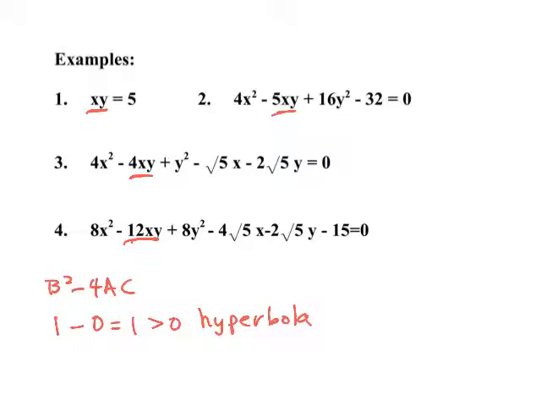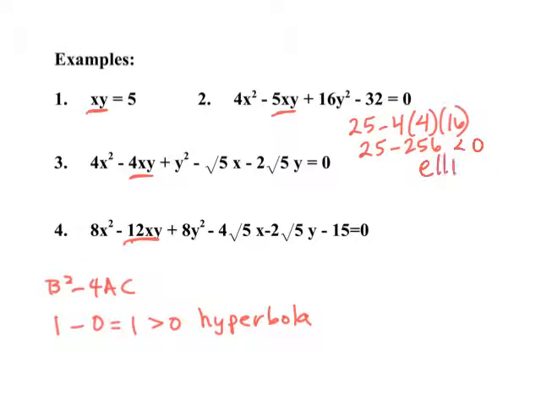All right, let's look at the second one. So here, once again, we're going to calculate b squared. So b is negative 5, so that's 25, minus 4 times 4 times 16. And that value, 25 minus 256, 16 times 16, is very small. It's definitely less than 0 because it's negative. So when it's less than 0, we have an ellipse or a circle. Now, this is an ellipse, and the reason it's an ellipse is because the a and the c are two different values. If they were the same, this would be a circle.